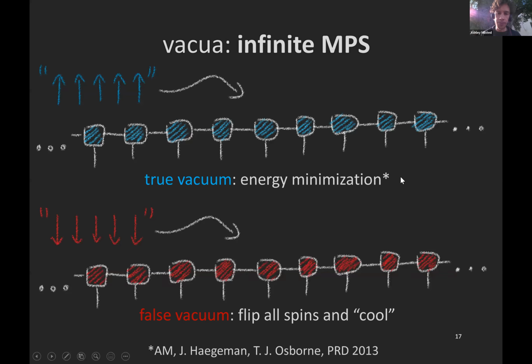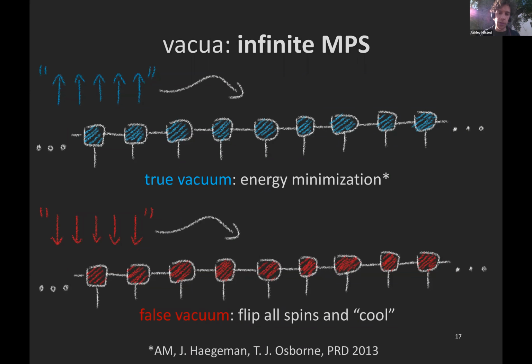It's a variational method. And to find the false vacuum state, because this is obviously not the lowest energy state of the system, we've got a symmetry breaking. In fact, in an infinite system, the energy of the false vacuum is infinitely larger than the true vacuum. To find this state, starting from the true vacuum MPS, we flip all the spins. That gives us a state in the false vacuum sector, if you like.